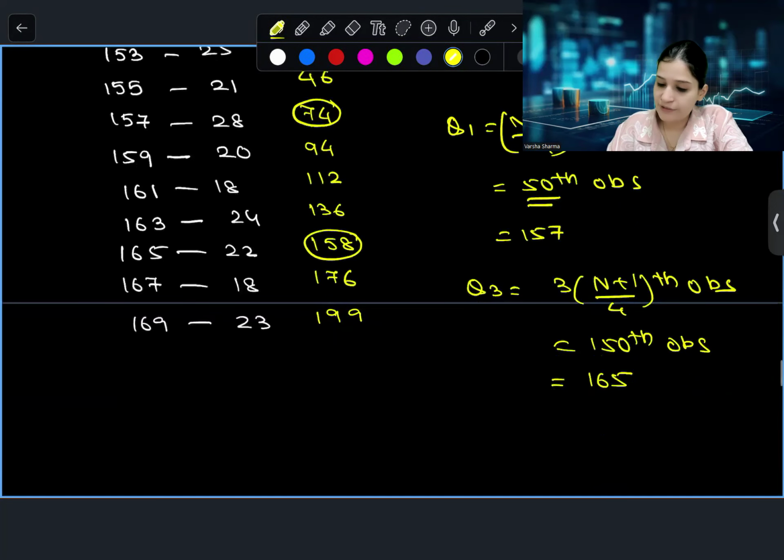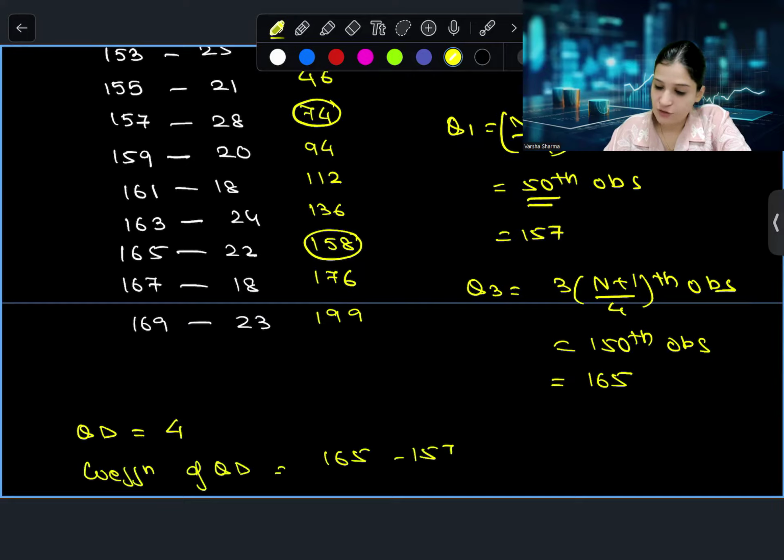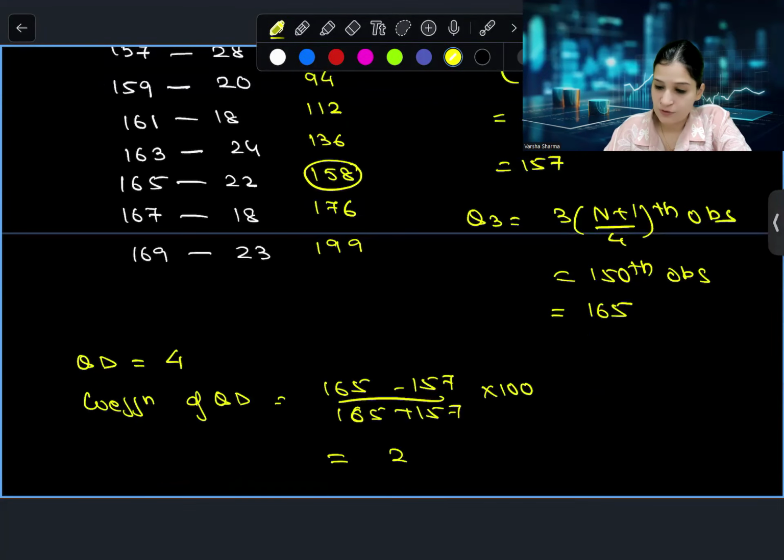So now quartile deviation, (Q3 minus Q1) by 2. 4, ma'am. Coefficient of quartile deviation, same formula. 2.48. Very good. (Q3 minus Q1) by (Q3 plus Q1) into 100. Answer: 2.4. 2.3. Clear?